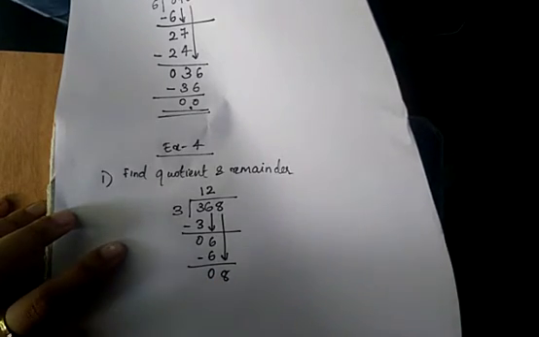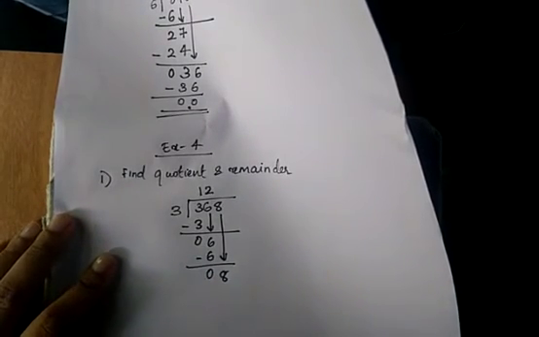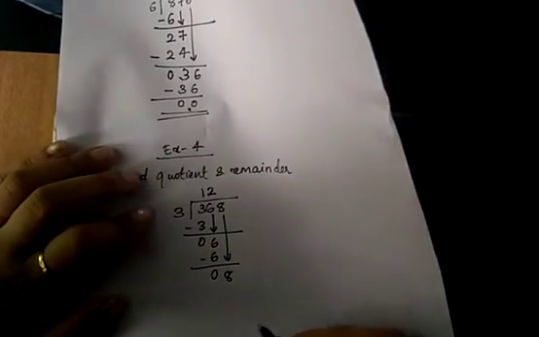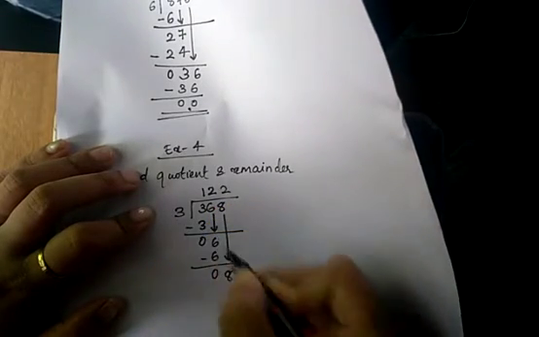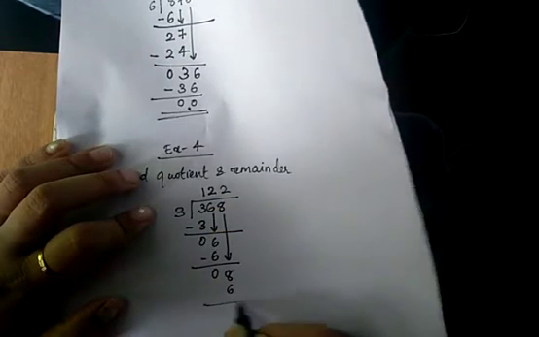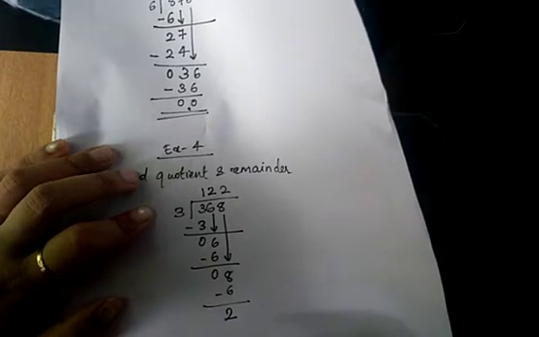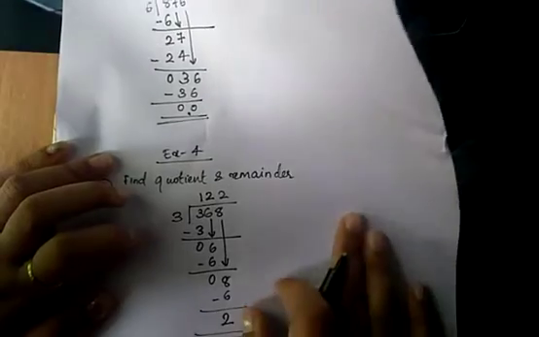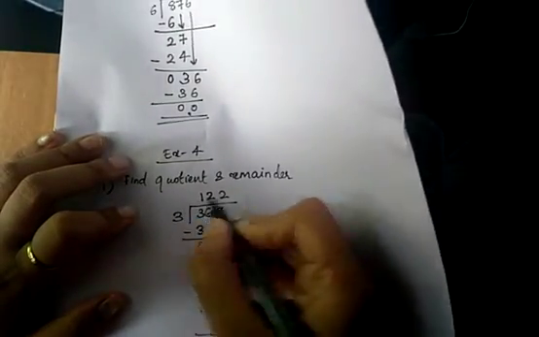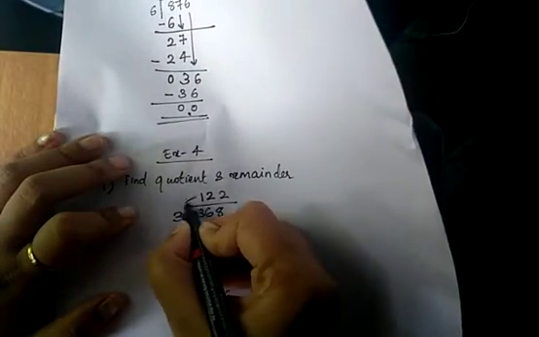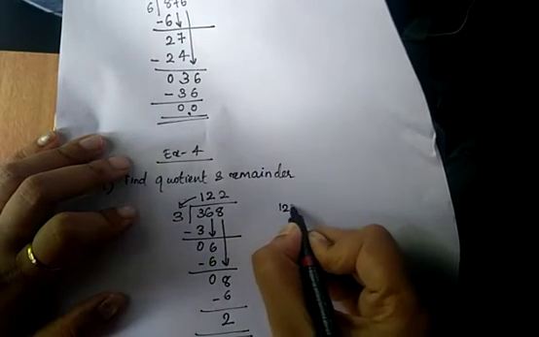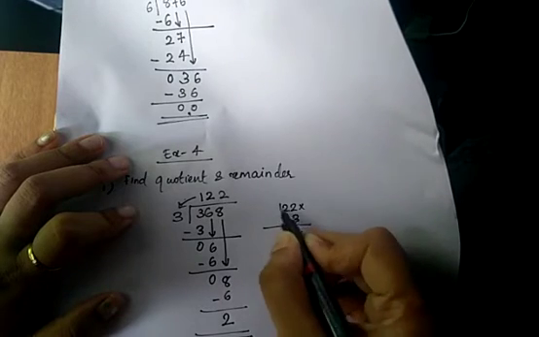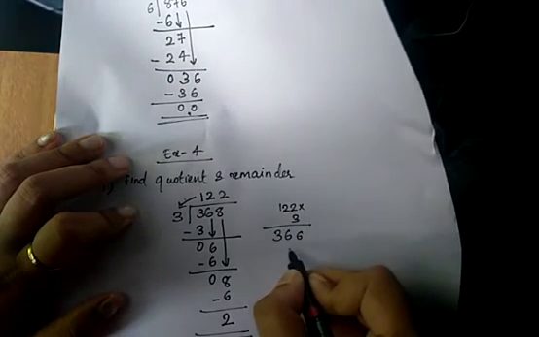Now how many 3s are there in 8? 3 1s are 3, 3 2s are 6 and 3 3s are 9. 9 is bigger than 8. So you have 2. 2 3s are 6. Now you have the answer 2 as your remainder, right? Is it correct? If you want to check if the answer is correct, the thing that you can do is multiply 122 into 3. 3 2s are 6, 3 2s are 6 and 3 1s are 3, and you can add the remainder with this.